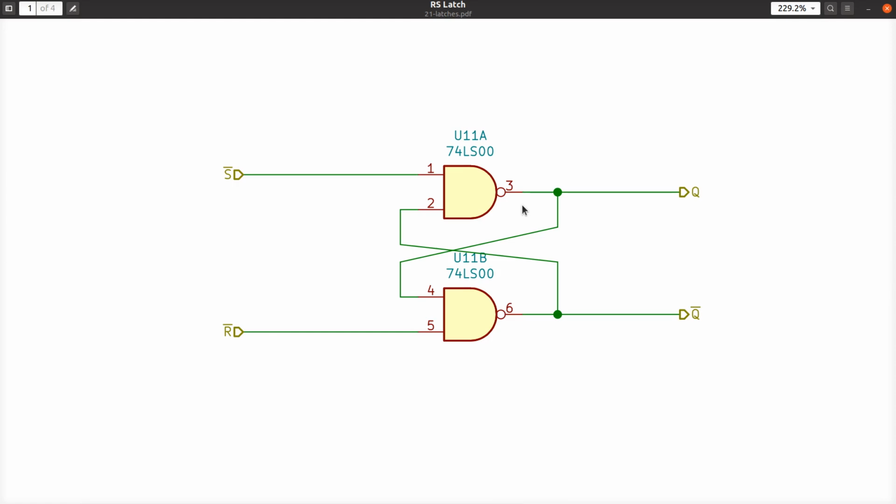The question becomes, how long does it take if this gate decides, hey, I need to make a 1 over here? What does it do? Well, what it does is it gets rid of all the surplus of electrons. It gets rid of them all. How long does that take?